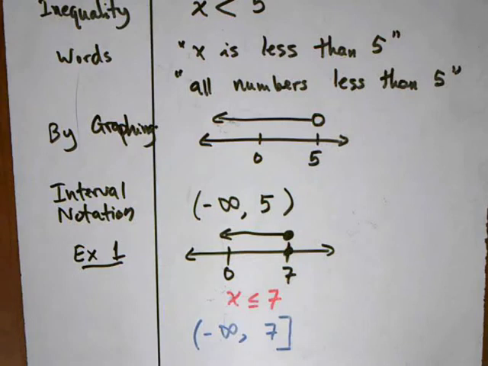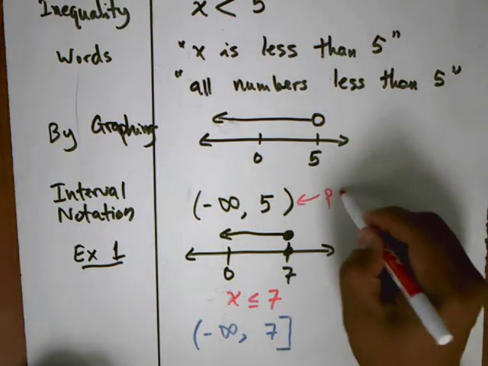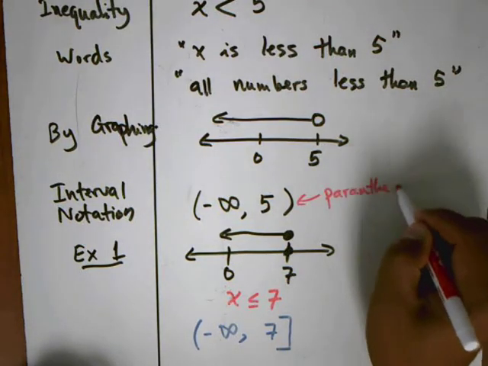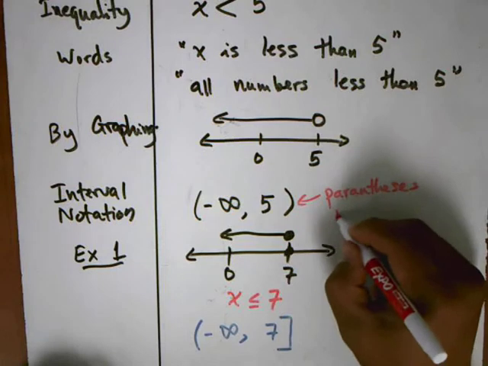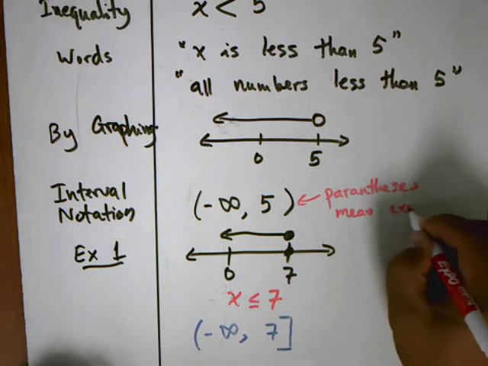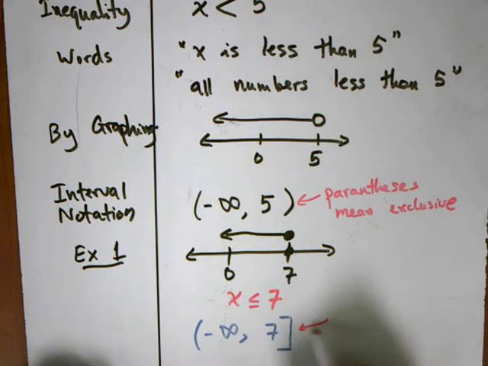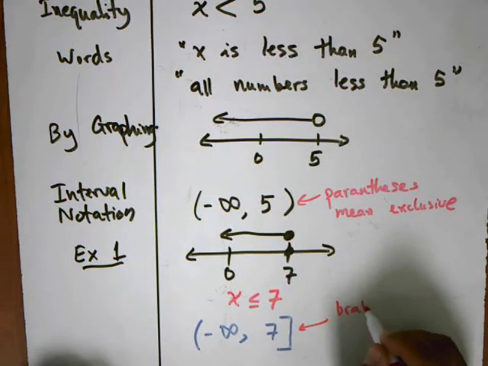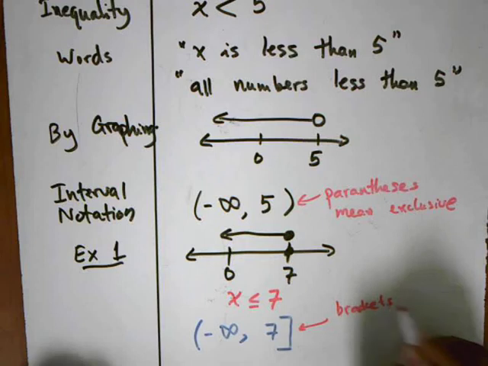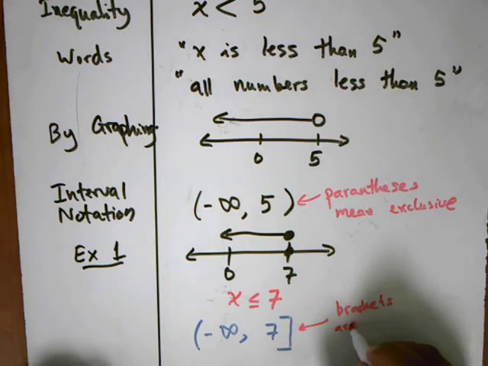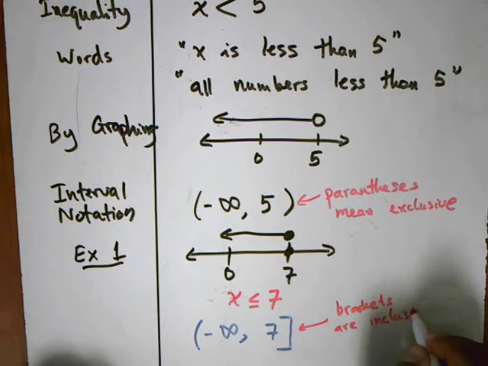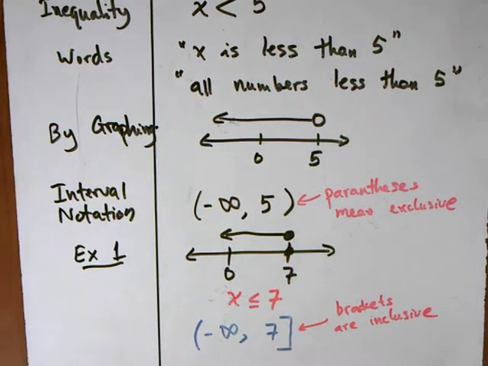I'm going to make a note here that parentheses mean exclusive, which means that it does not include this number. Brackets are inclusive, meaning that it does include this number. That's really all there is to interval notation. It's just a different way of writing an inequality.